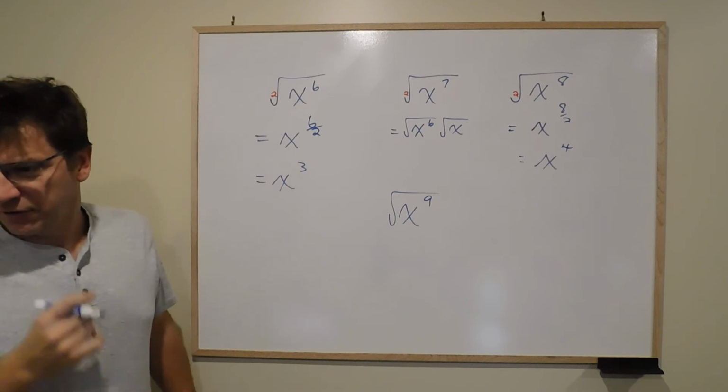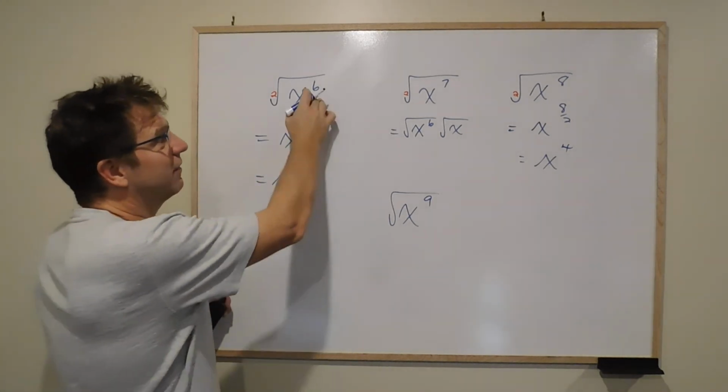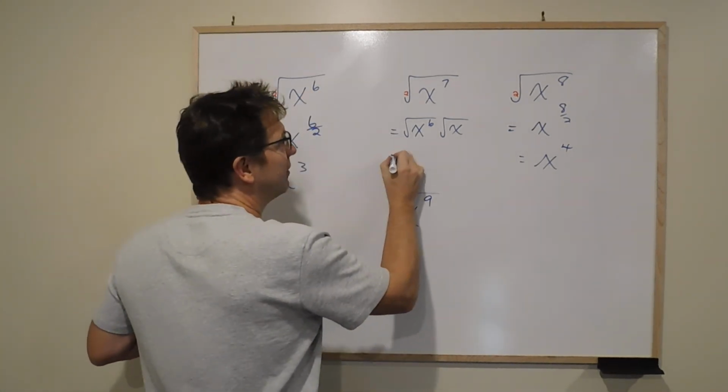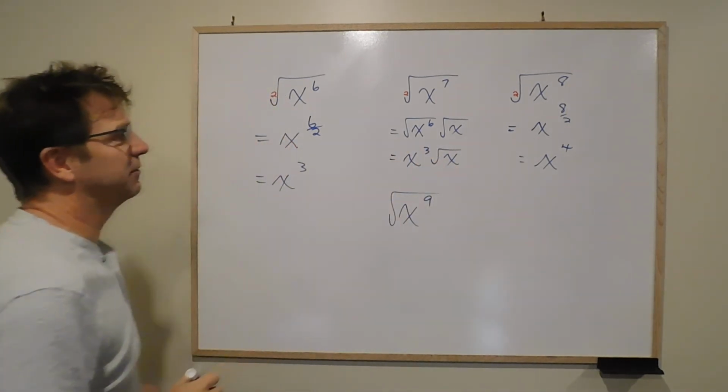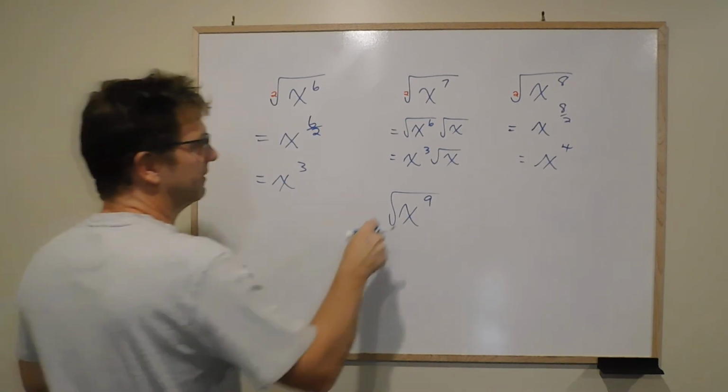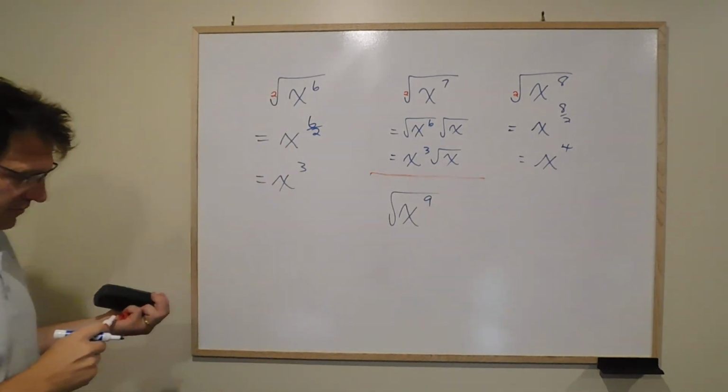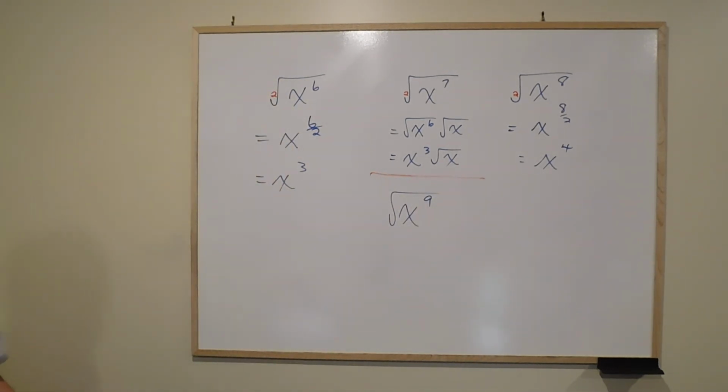Okay? So if I do that, well, I know the square root of x to the 6 is x cubed, so I get x cubed root x. Okay? So you still have the root x, but again it's smaller because most of it has gone out of it. So we'll just look at that for a second.